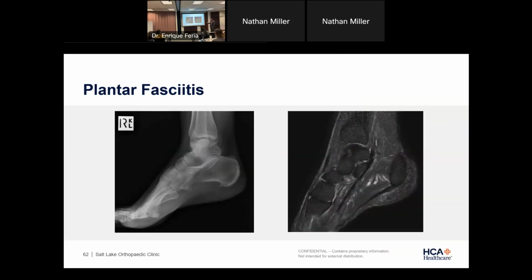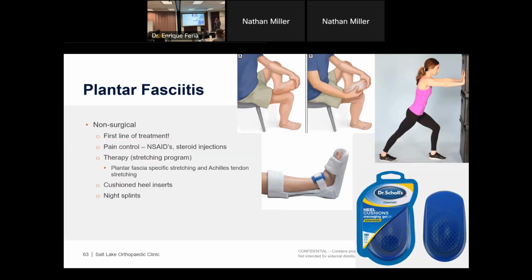X-rays and advanced imaging like an MRI, truly in plantar fasciitis, you don't need them to diagnose it. It's more of a clinical diagnosis, but it can help you rule out other reasons for the heel pain. And the mainstay of treatment is non-surgical. I try to tell patients that it's a frustrating condition because it takes a while to get better.